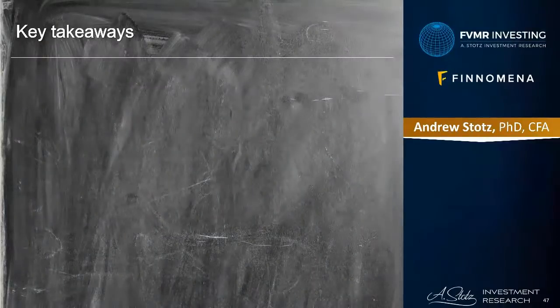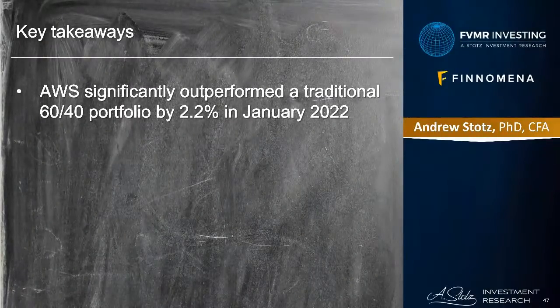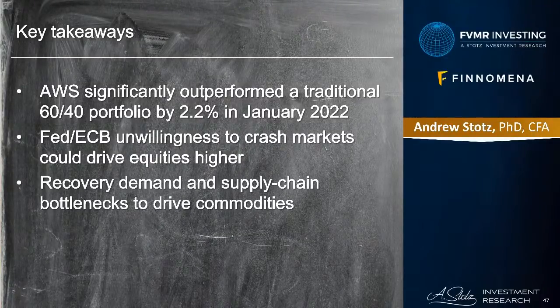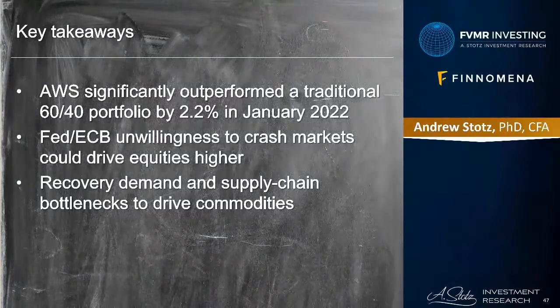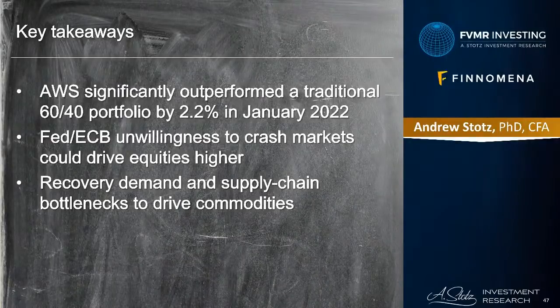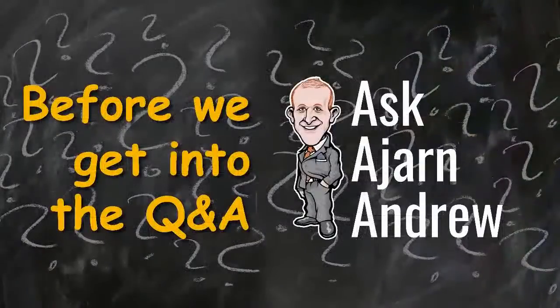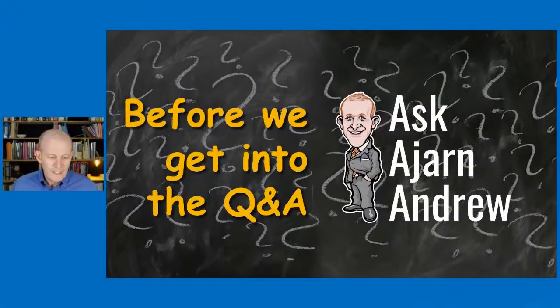The key takeaways from this presentation are AWS significantly outperformed a traditional 60-40 portfolio by 2.2% in January 2022. The Fed and ECB unwillingness to crash markets could drive equity markets higher. Recovery demand and supply chain bottlenecks to drive commodities, but I also think that inflation could be getting close to peaking. And the risks are that inflation quickly gets under control, new lockdowns, and Fed rate hikes. So I'm going to move into some Q&A now.